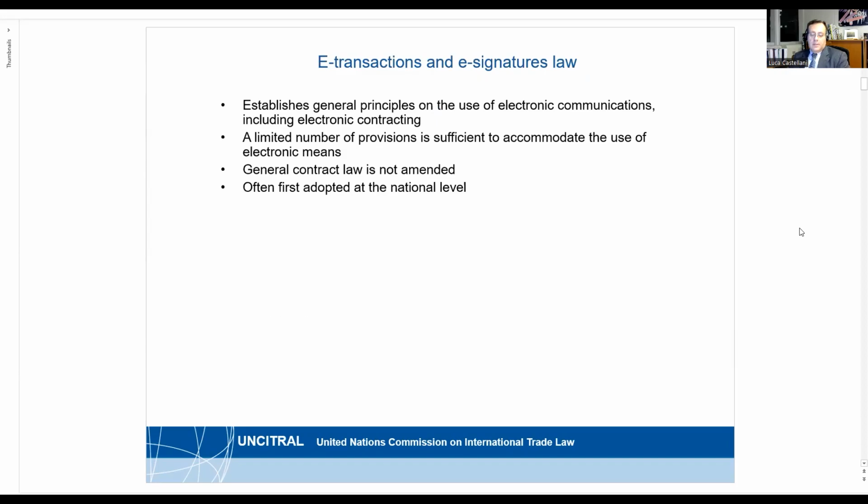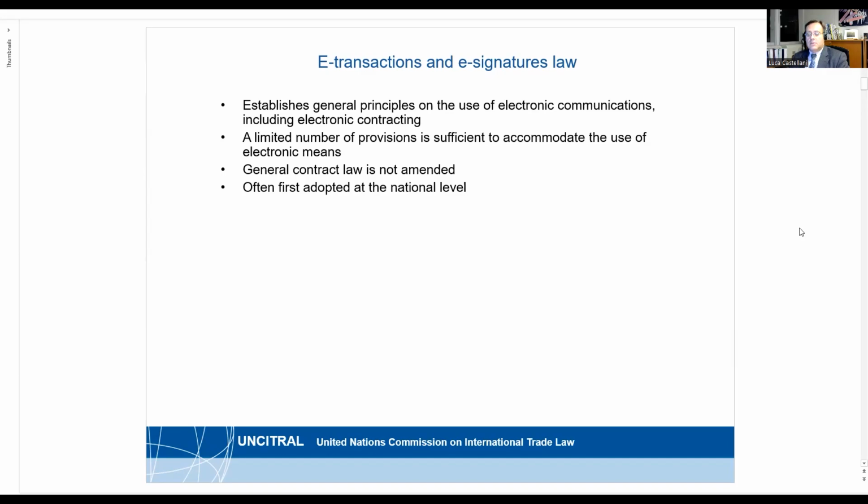In itself, e-transactions and e-signatures law is quite simple. It establishes some general principles and a limited number of provisions, for instance, with respect to contracts in electronic form. What is really important is that, in general, contract law is not amended. Contract law, of course, foresees freedom of form, but then foresees also some form requirements. For instance, a contract can be in writing, can be signed. The electronic form is one of those forms, one of the possible forms.